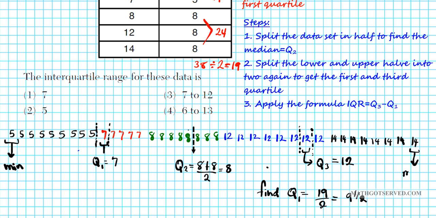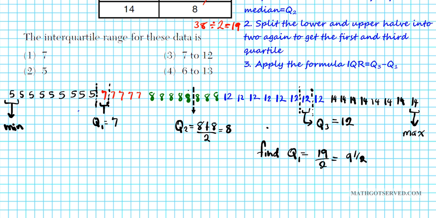Okay, now let's go ahead and compute the interquartile range. Using the formula IQR, interquartile range is equal to third quartile minus the first quartile. The third quartile is 12 minus the first quartile, which is 7. 12 minus 7 is 5. Answer is option number 2.